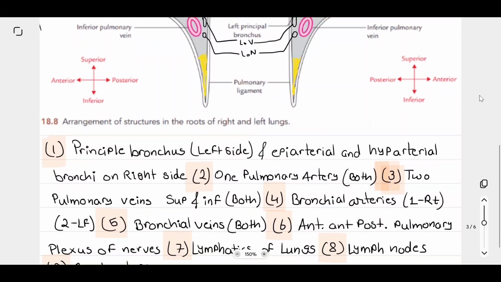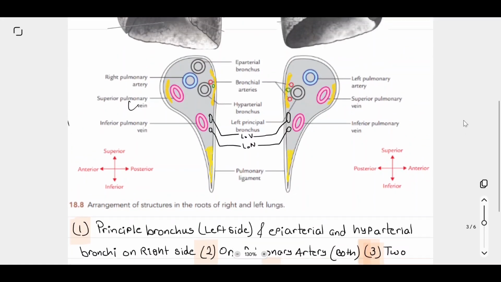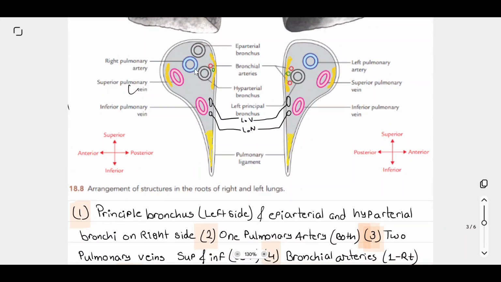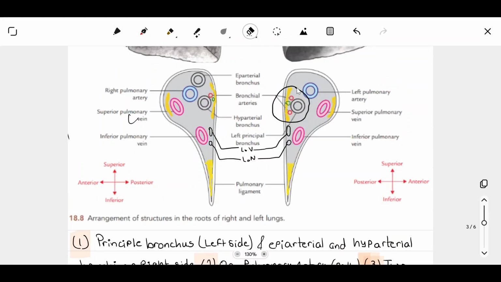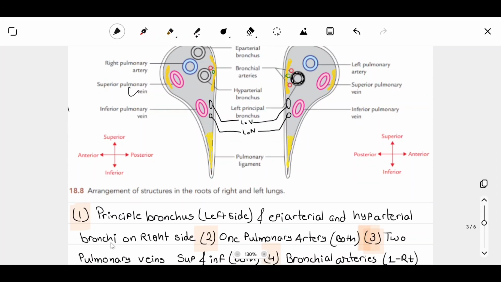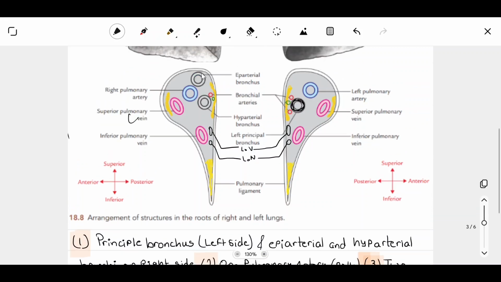So I have listed out all the structures. Firstly, I have the principal bronchus on the left side. This is our principal bronchus, which I have just encircled. Showing you once again, this is our principal bronchus on the left side. On the right side, I have eparterial and hyparterial bronchi. There are two bronchi, the first one is the eparterial and the second one is the hyparterial bronchus. As the name suggests, eparterial means it is above the artery and hyparterial means it is below the artery.